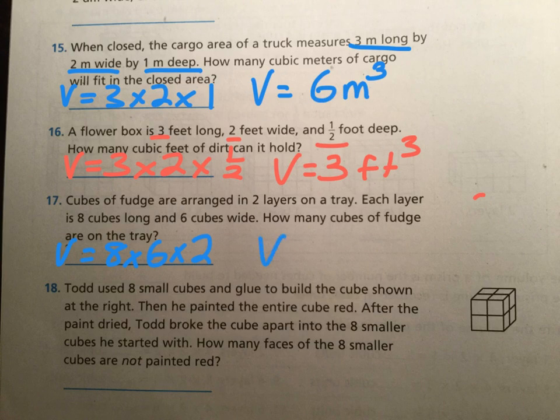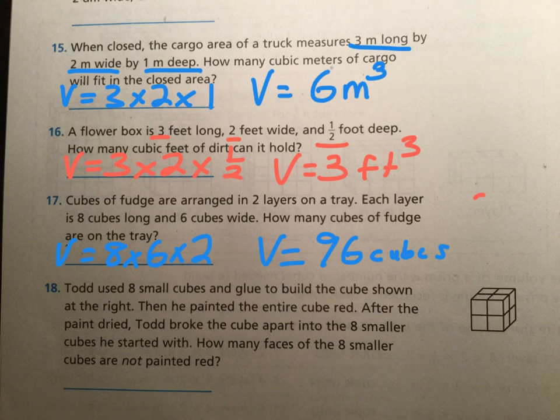So 8 times 6 is 48, and 48 times 2 is 96. Now this is not going to be asking how many feet. It's not a measurement, but it's taking the number of cubes. So we would say 96 cubes are on the tray. 96 cubes. Okay?